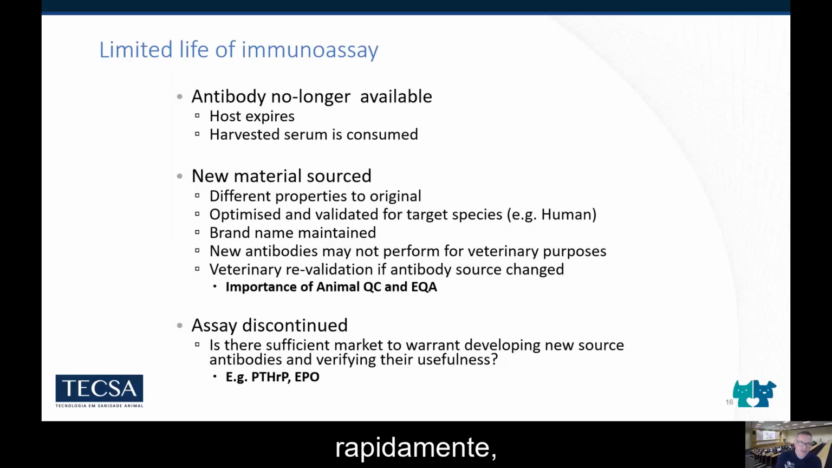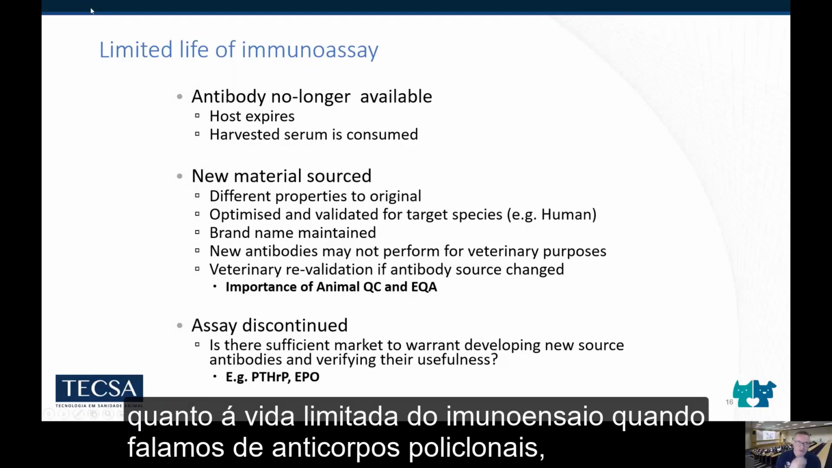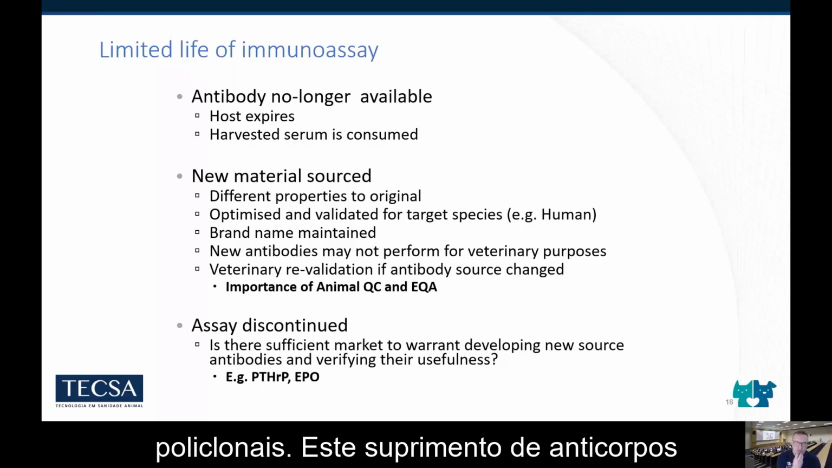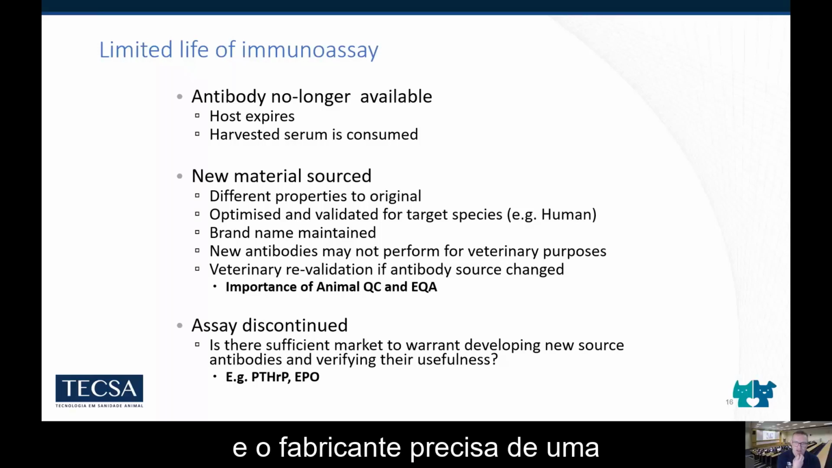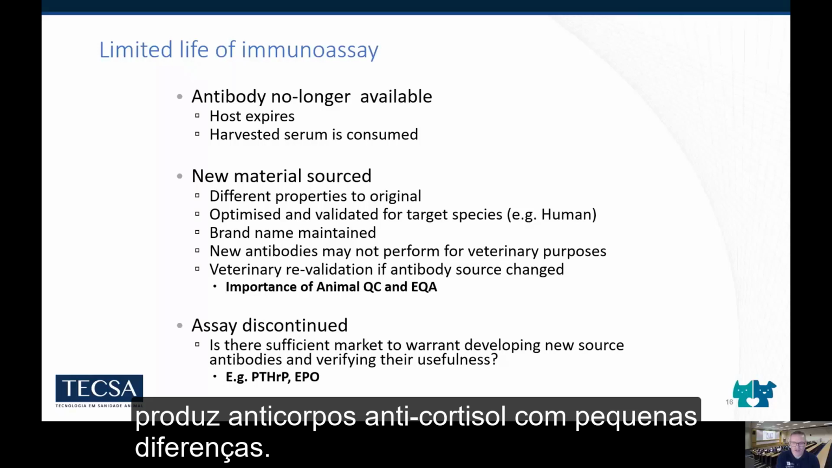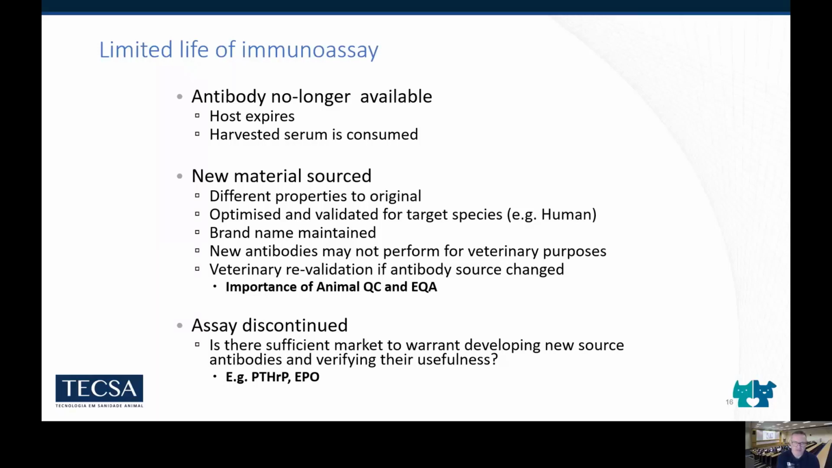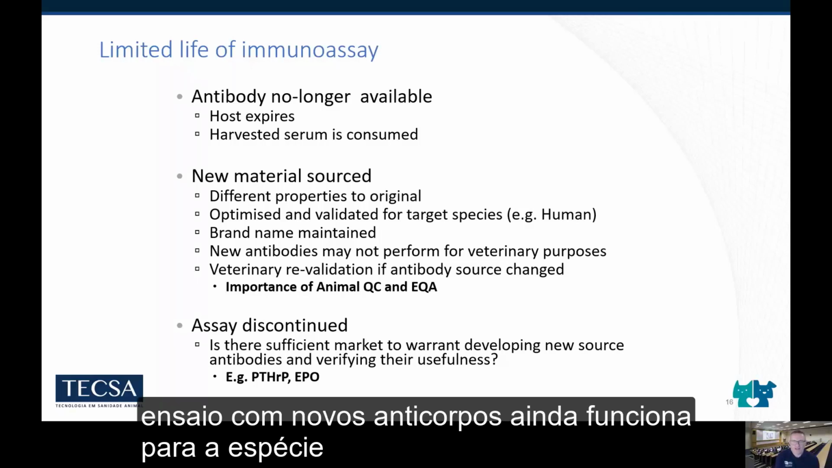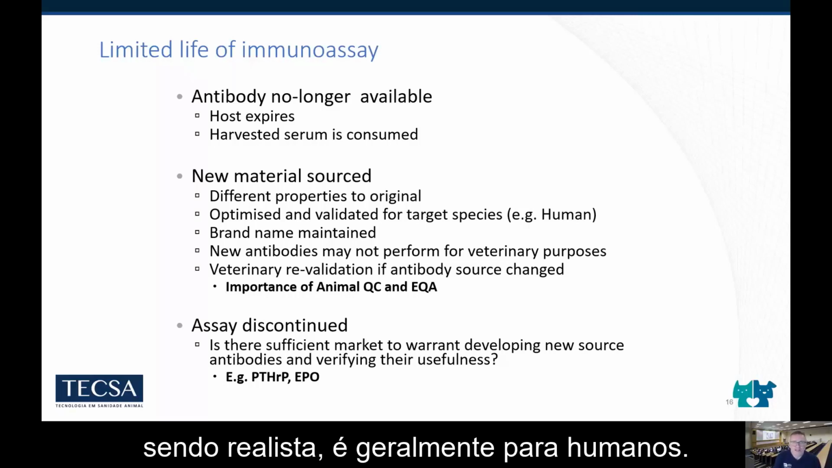We touched on this already, this little bit about the limited life of an immunoassay, when we talked about polyclonal antibodies. Particularly with polyclonal antibodies, that supply of antibody will eventually run out, and the manufacturer, if they want to keep selling that kit, has to find a new source of antibodies. But those antibodies might not be quite the same, so every animal creating antibodies against cortisol is going to maybe create some slightly different ones. The manufacturer may go through some amount of effort to make sure that their new antibody still works for whatever species they're making it for, which realistically is generally humans.